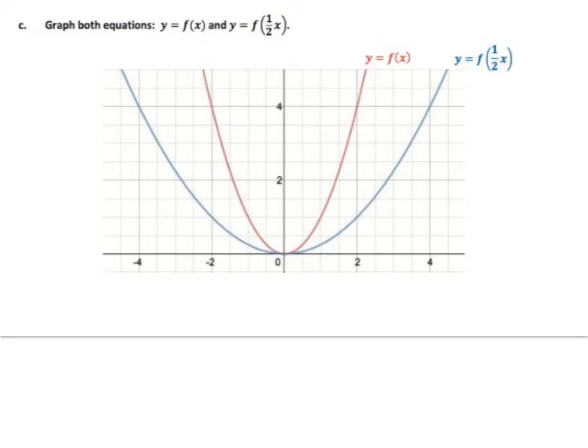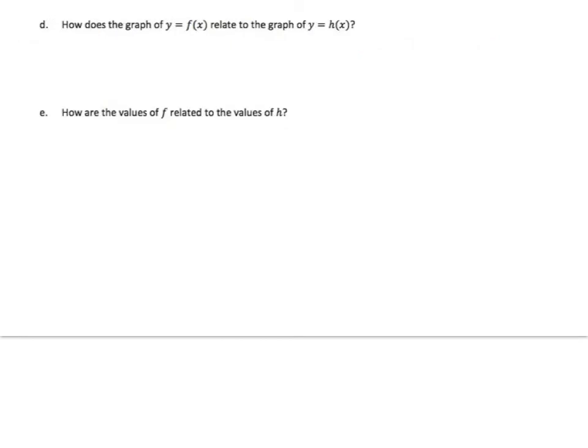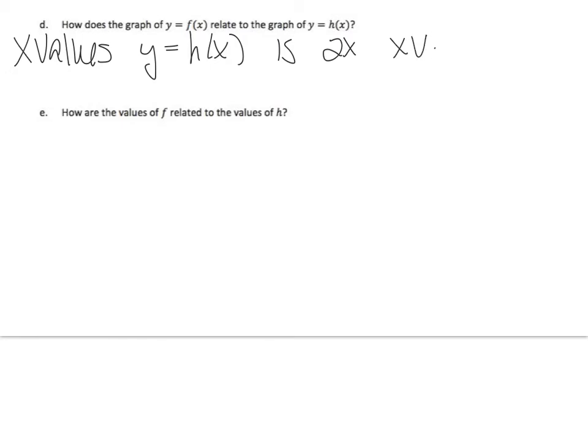Changing pens. Oh, we got our graph. Check. So how does the graph of y equals f of x relate to y equals h of x? So the corresponding x values of y equals h of x are 2 times the x values of y equals f of x. We've got a horizontal stretch.